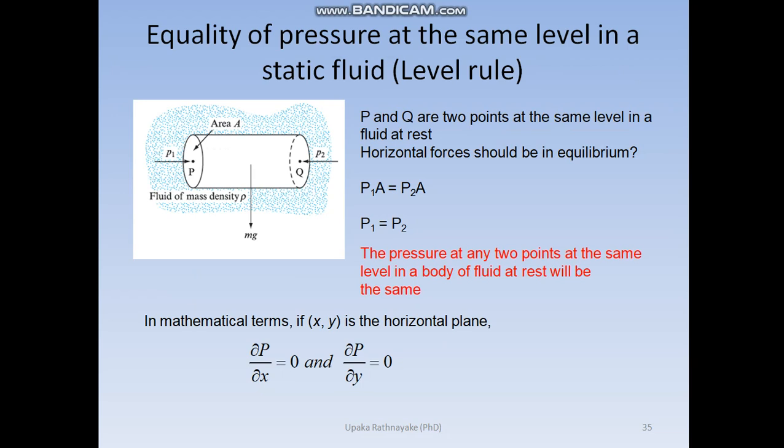Now how do we mathematically express this level rule? It is the variation of pressure with respect to the horizontal axis being 0. Del P over del x is equal to 0 and del P over del y is equal to 0, where x and y are the 2-dimensional plane coordinates.